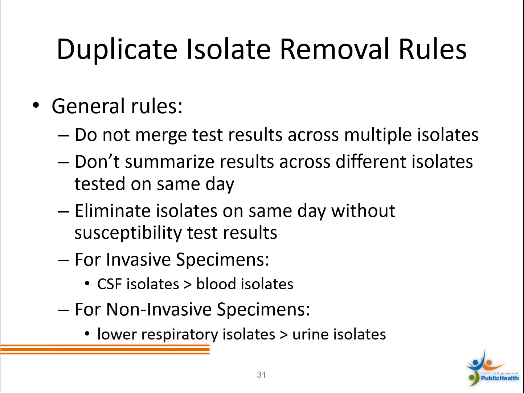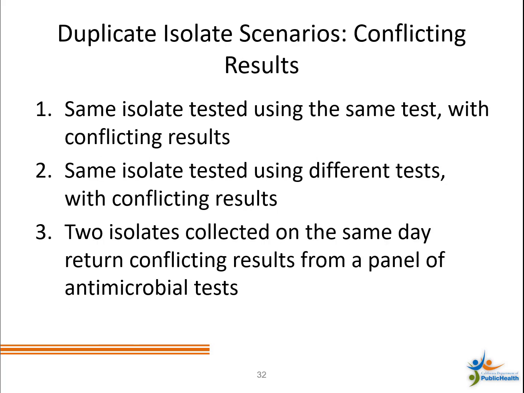Once these rules have been applied, it is time to determine what kind of duplicates we're dealing with. There are 3 main scenarios in deduplication. The first is when the same isolate is tested using the same susceptibility test with different results for each test. The second scenario is when the same isolate is tested using different susceptibility tests with different results for each test. And the third is when 2 isolates are tested across a panel of antimicrobial tests with different results in each test. Let's go over how to handle each.